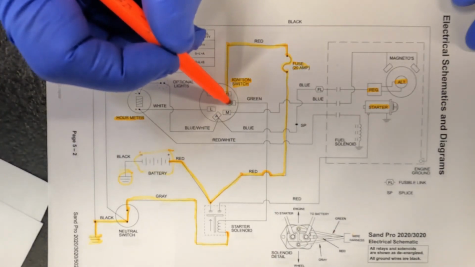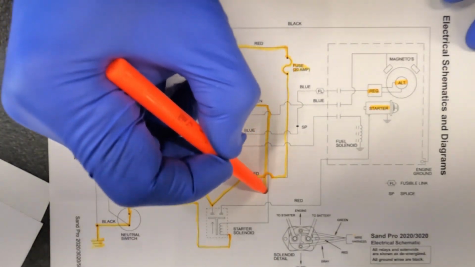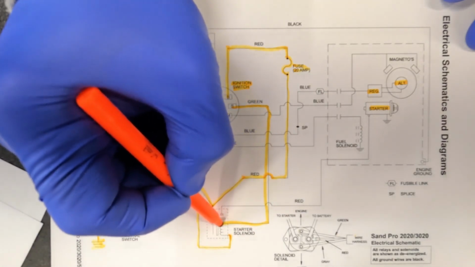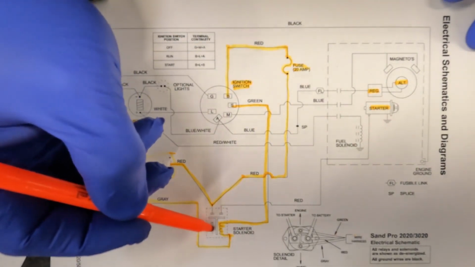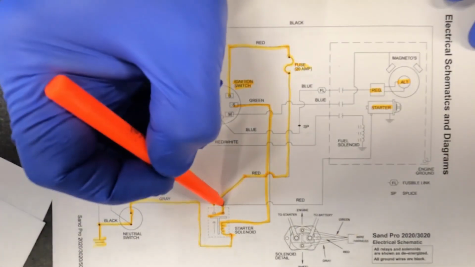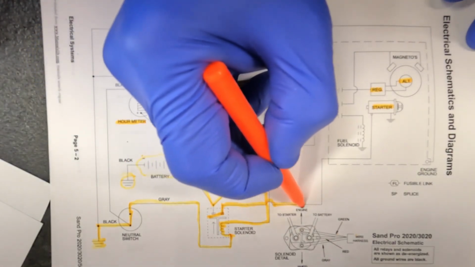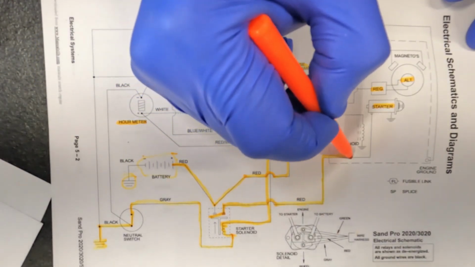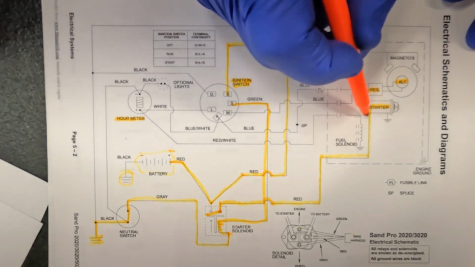We have this green wire that also goes from the switch and comes down to the solenoid and makes connection there. That's going to energize our solenoid, which is going to close this circuit right here. We have the other red wire on the other side of the post of the solenoid that's going to come over here, and we're going to follow that, and that leads to the starter. So we want to check that.